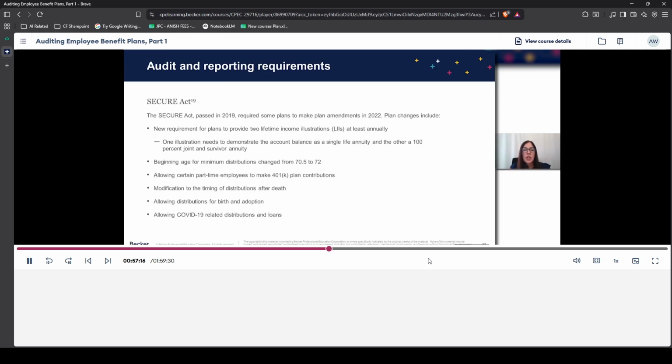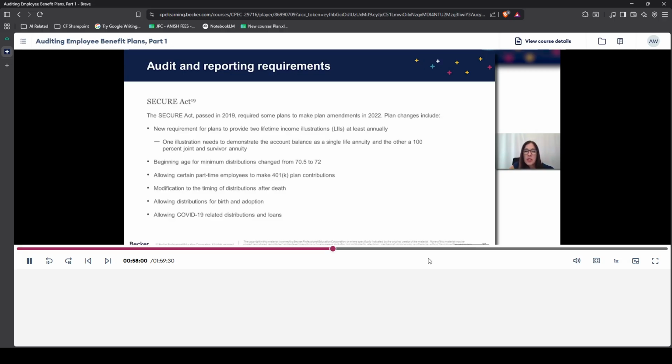Now, with the Secure Act, there were some changes in regards to the required minimum distributions, the age, and so they increased that age from 70 and a half to 72. The Secure Act also allowed certain part-time employees to make contributions to the 401k plan. This was called the long-term part-time employee rule. And that was being spread out over a 3-year period, and that started as of 2021. Now, I'm just mentioning that now because when we get to Secure Act 2.0, some of these items are changing as well.